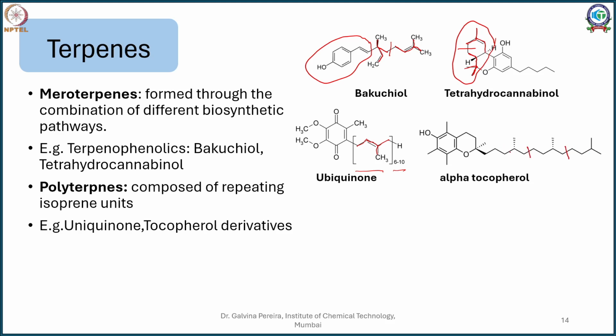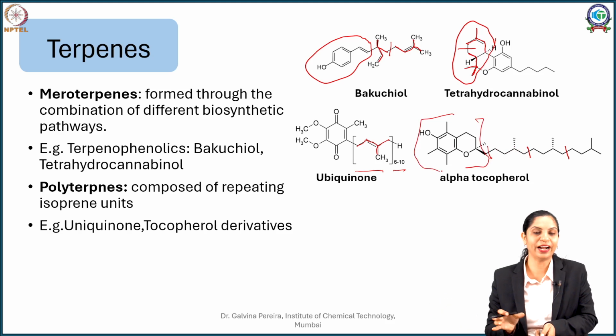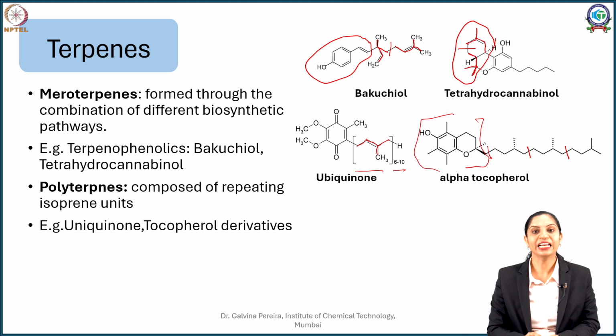So, now you can easily draw. So, 1, 2, 3, 4, 5. You will see that this unit is no longer a terpene moiety. So, that tail or hydrophobic part of tocopherol is being contributed by your isoprene units. So, these are a few examples of terpenoidal derivatives.